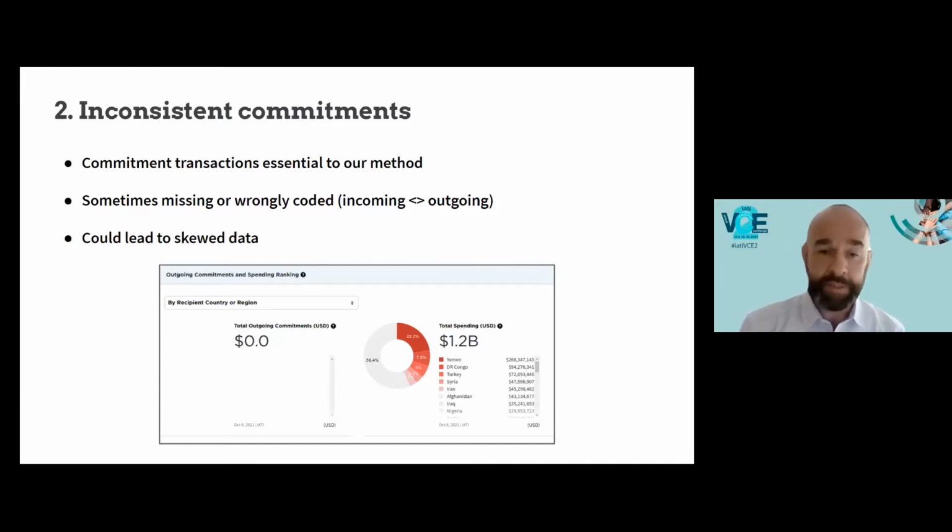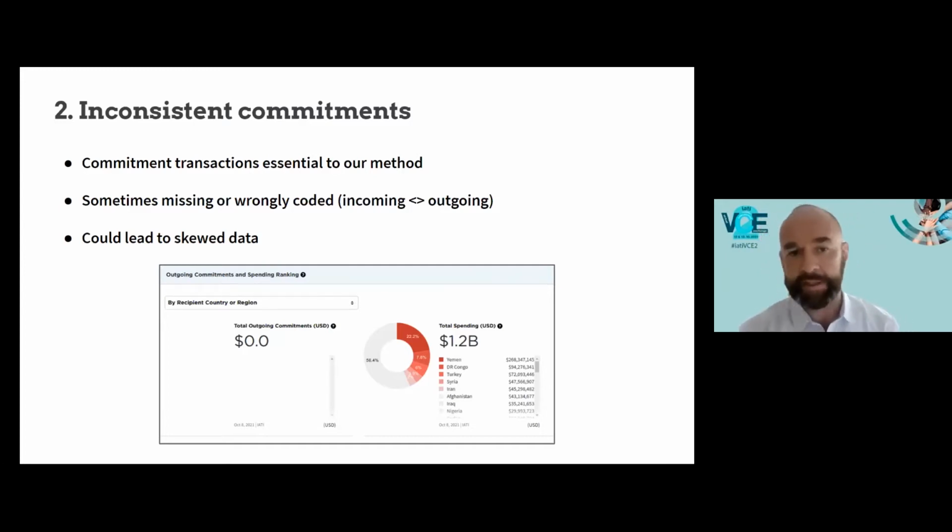And what we found sometimes in some organizations, the commitment transactions were either missing or they were meant to be outgoing, but they were incoming or outgoing. So what that meant was that even though we thought we could rely on all the IATI data to be fairly consistent, the inconsistency of commitments meant that some data looked quite skewed or quite not how it should be.